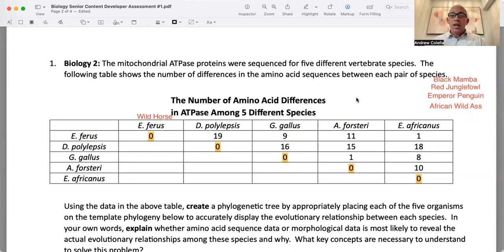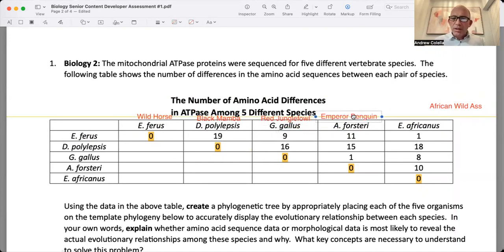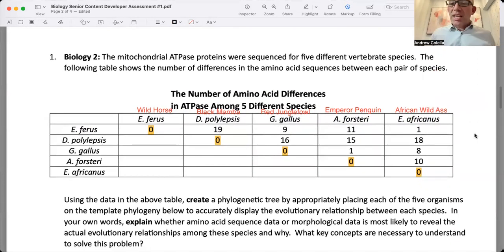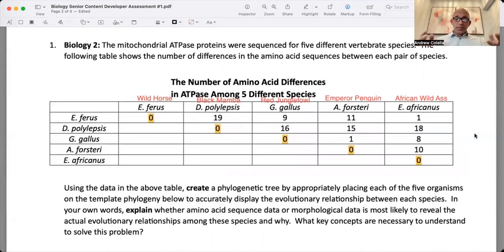evolutionary connections. So E. ferus is a wild horse. D. polylepis, oop, I grabbed the wrong one, is the black mamba, one of the deadliest snakes in the world. G. gallus is our red jungle fowl, kind of like a wild chicken. The emperor penguin is A. forsteri. And the African wild ass, which is very much like a domesticated donkey, is E. africanus. So now I've put some images in your head.